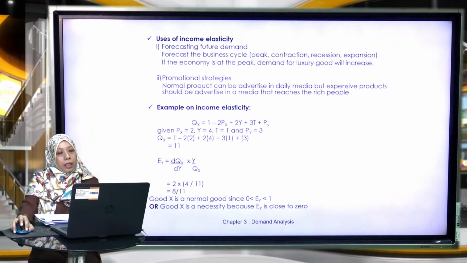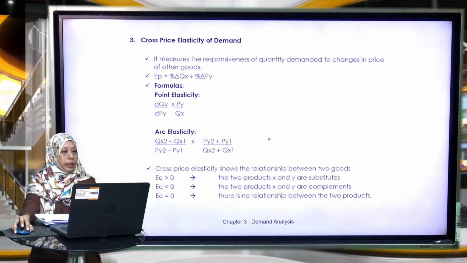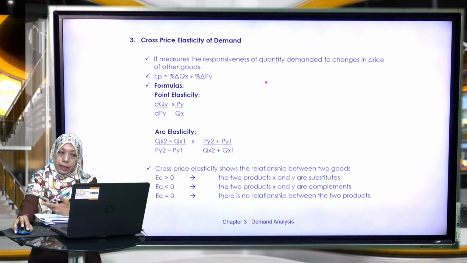Now let us move on to the third type of elasticity, which is cross price elasticity of demand. When you are interested to know how sensitive demand for your product is when the price of another product changes, then we need to calculate what we call cross price elasticity of demand. Cross price elasticity of demand measures the percentage change in quantity demanded for your product when the price of another product changes by 1%.